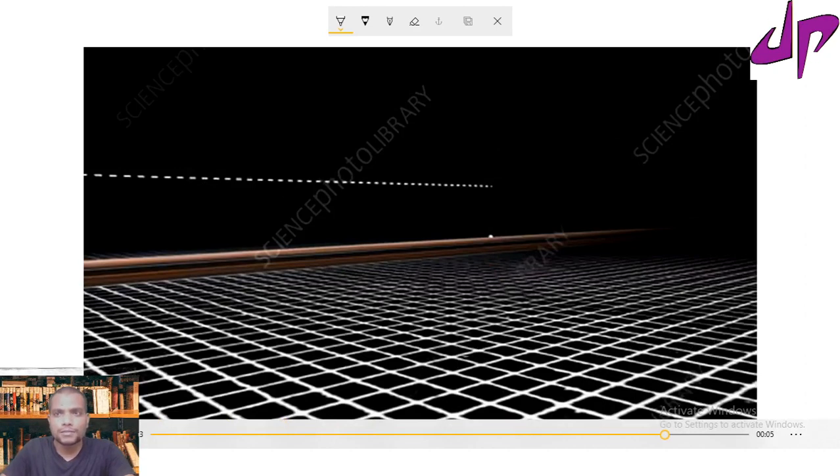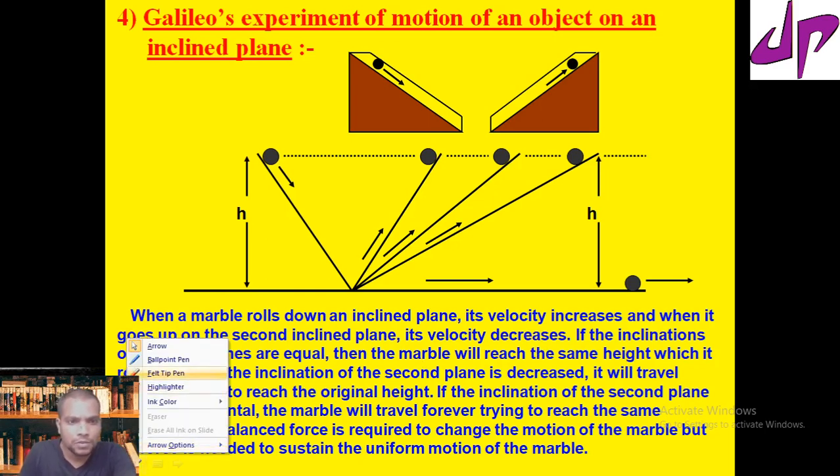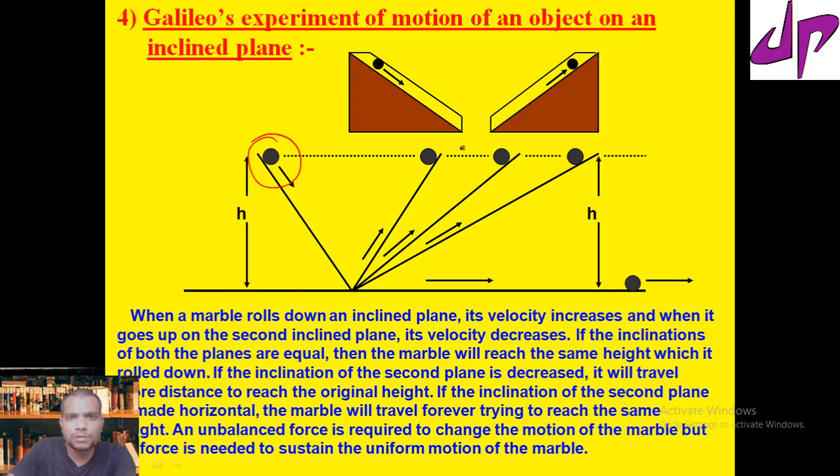Now you can see that when a marble rolls down an inclined plane, its velocity increases, and when it goes up the second inclined plane, its velocity decreases. In this first case, the marble always wants to reach the same height. When it goes from here to there, the velocity of the marble decreases. That's common sense. If the inclinations of both planes are equal, meaning the angles we measured here, which we call inclinations, then the marble will reach the same height from which it rolled down.